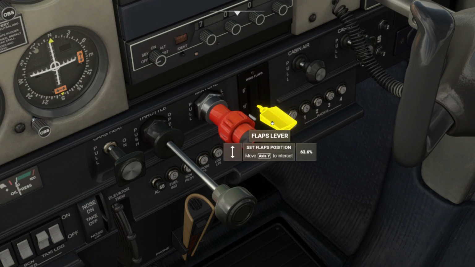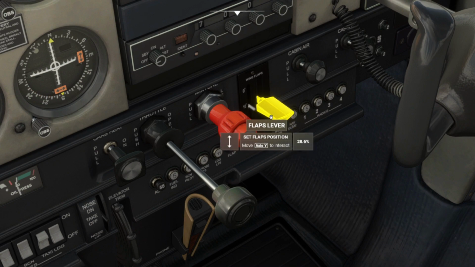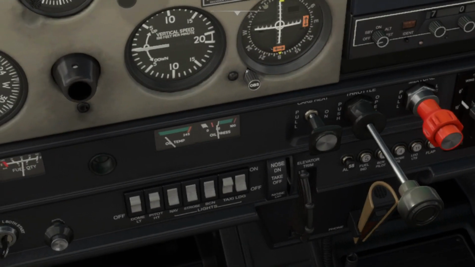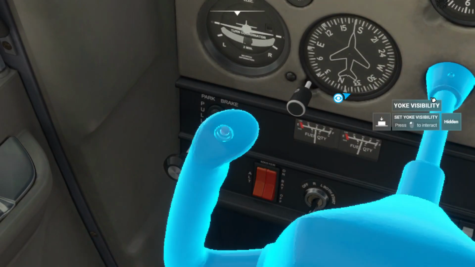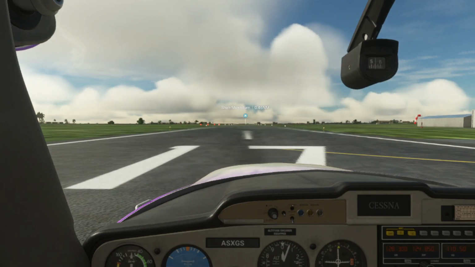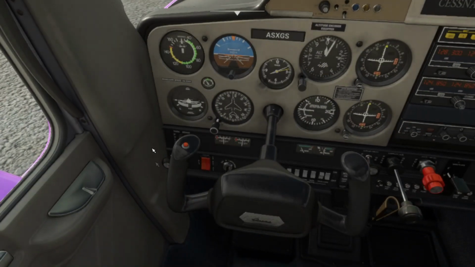I think that's good enough for the plane to take off. Good enough, yeah. That's good. Next, what you have to do is have the parking brake off. First, let me turn on the yoke, and then we have to have the parking brake off. And I think we are quite ready to fly.